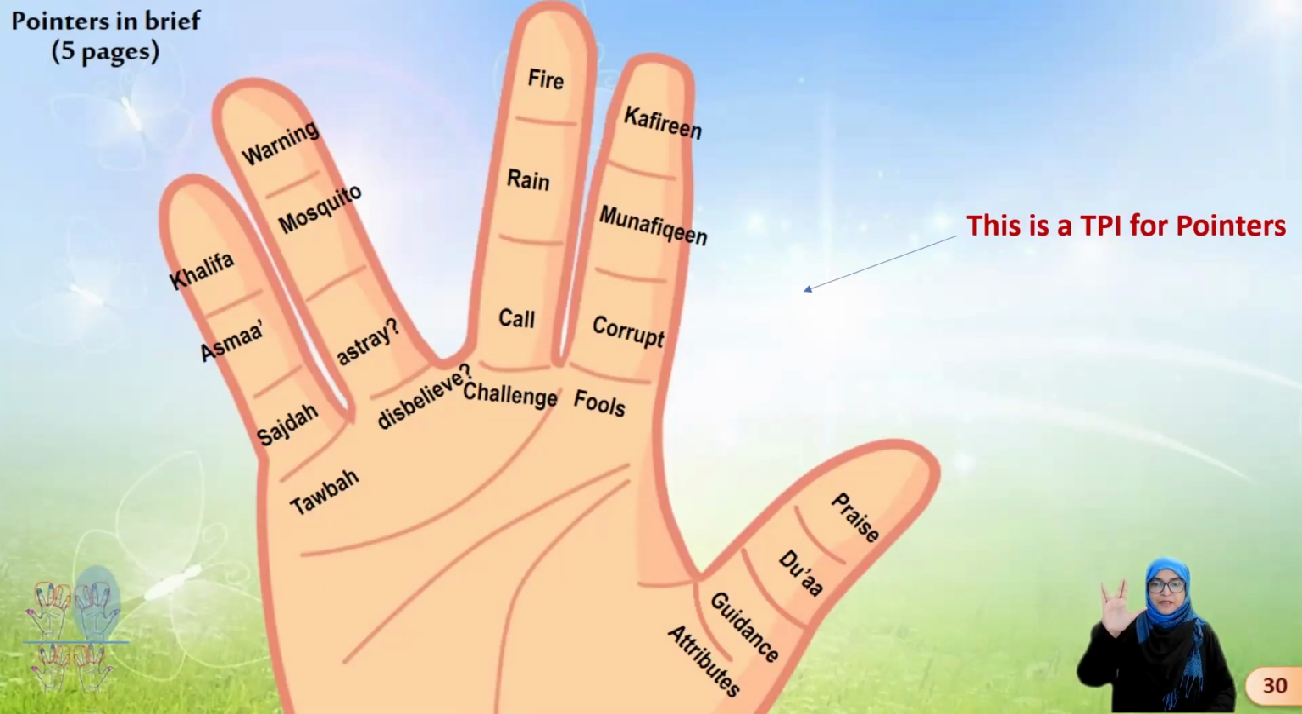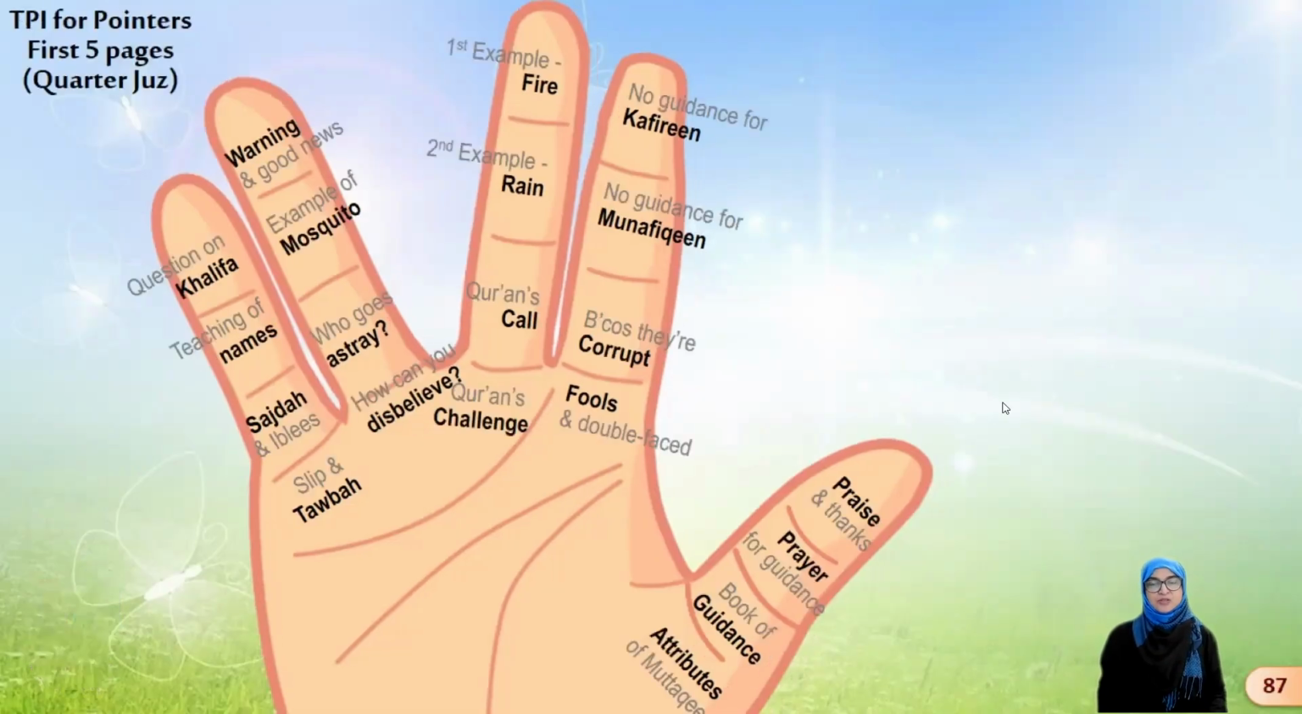These are the fingers. So when you finish page 1, the thumb, you will know it so well. When you finish page 2, you will know kafirin, munafiqeen, corrupt, fools. Just these 4 words, if you see, you will know the whole page, the whole ayah. So this is how it goes. This is a brief description.